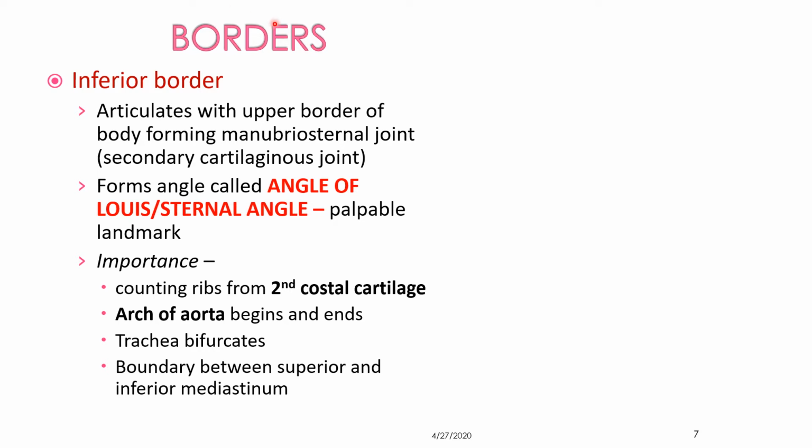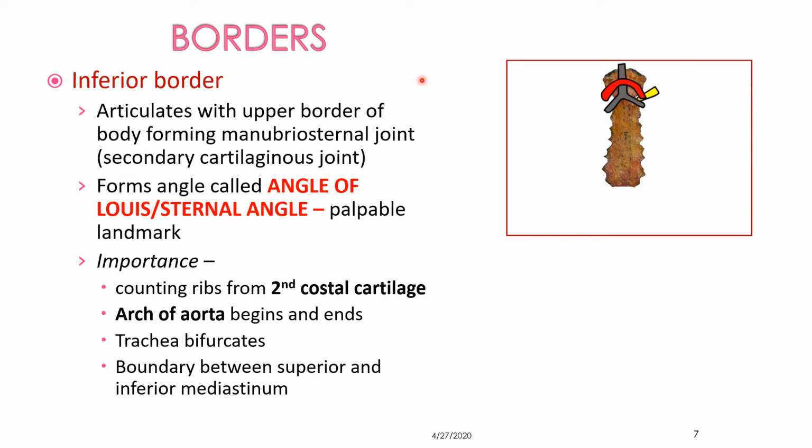Now, coming to the inferior border. It articulates with the upper border of body of the sternum, forming the Manubrium-sternal joint, which is a secondary cartilaginous joint. It forms an angle called the angle of Lewis or sternal angle, and it is a palpable landmark. You can feel it by running your finger transversely at the junction of this manubrium and body, where it becomes continuous with the second costal cartilage. So, the sternal angle is a palpable landmark.